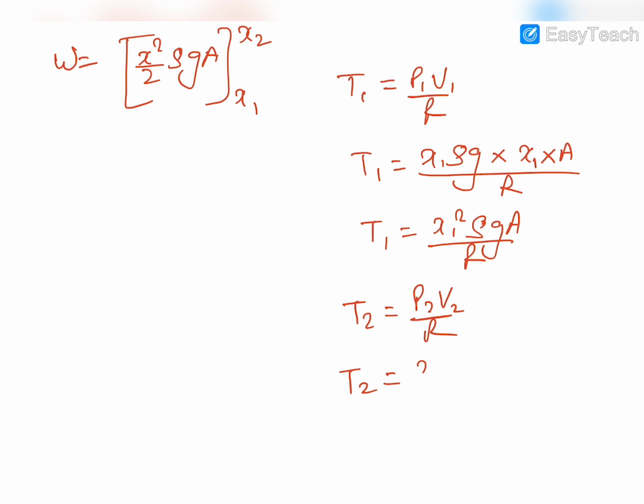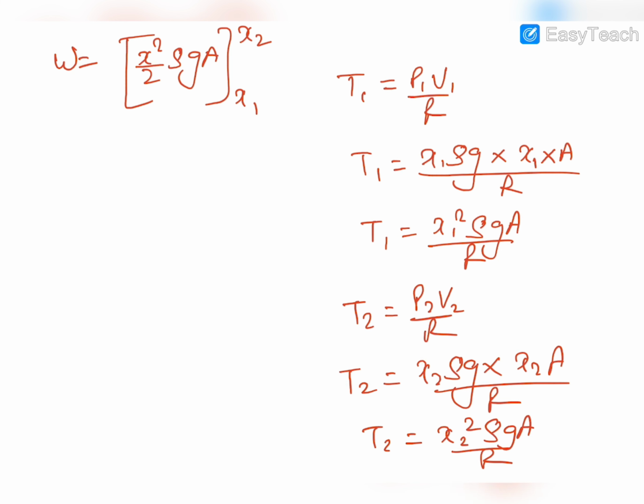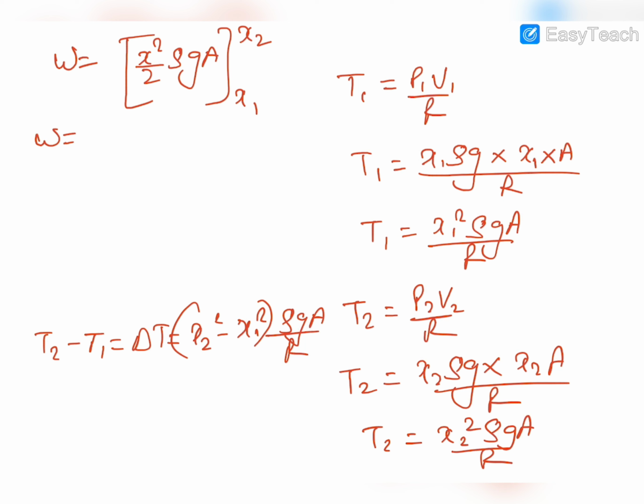So T2 will be equal to x2 rho g into volume, which will be x2 A, by R. So T2 will be equal to x2 square rho g A by R. And we know that T2 minus T1 is given as delta T, and it would be equal to (x2 square minus x1 square) rho g A by R. And if we substitute this x1, x2 in this equation, we can see that it would be (x2 square minus x1 square) by 2 g rho A.